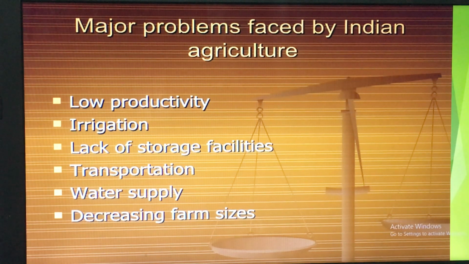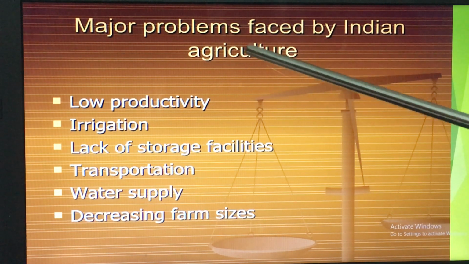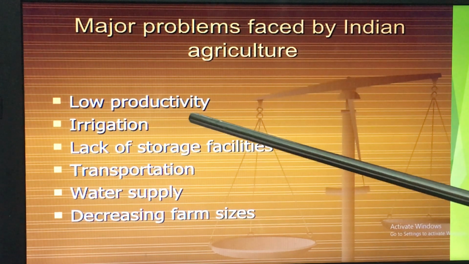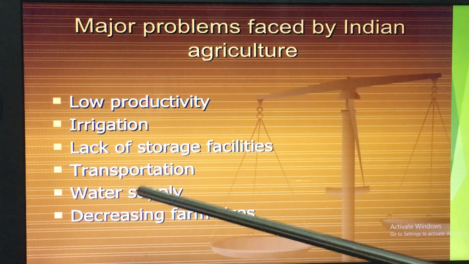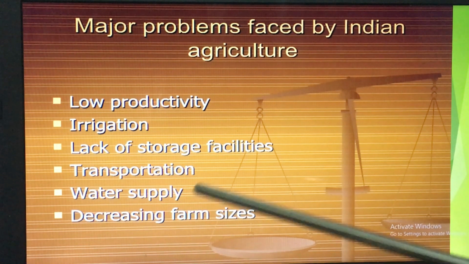And there are so many problems that Indian agriculture is facing in our country. Major problems faced by Indian agriculture are low productivity, irrigation, lack of storage facilities, transportation, water supply, and decreased farm size.